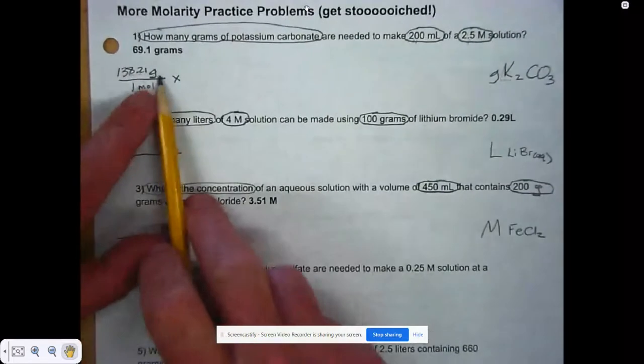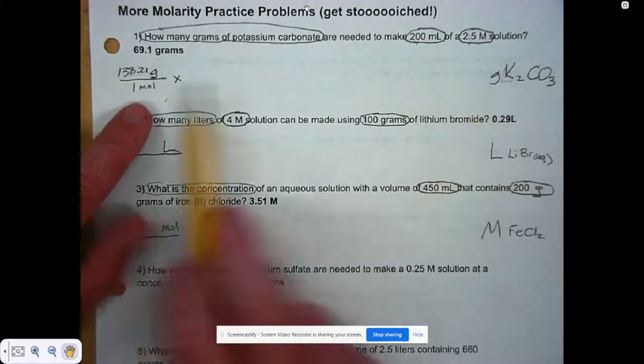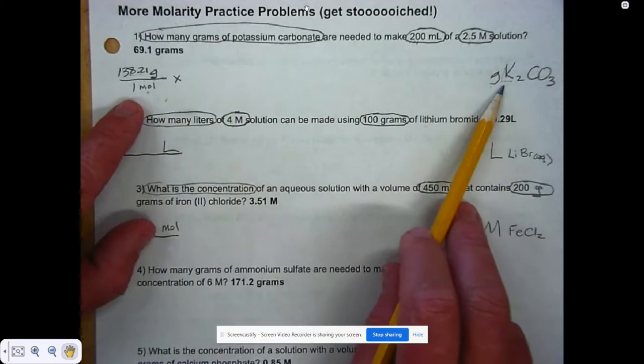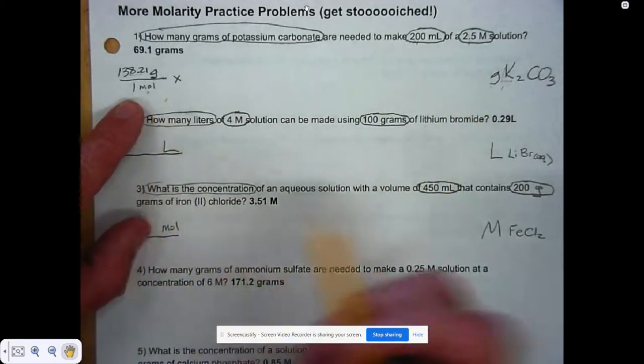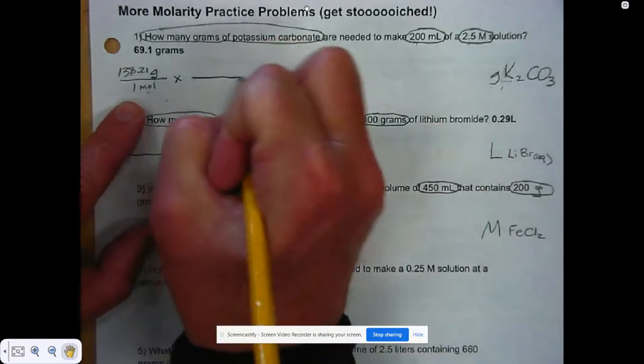Now I've got grams on top, and that's what I want. So I know that I'm setting myself up for success. I know that I do not want moles on the bottom, because look, moles is not on the bottom of my answer. So if I don't want moles, I need to get rid of moles. And how am I going to do that? I'm going to put moles up here.